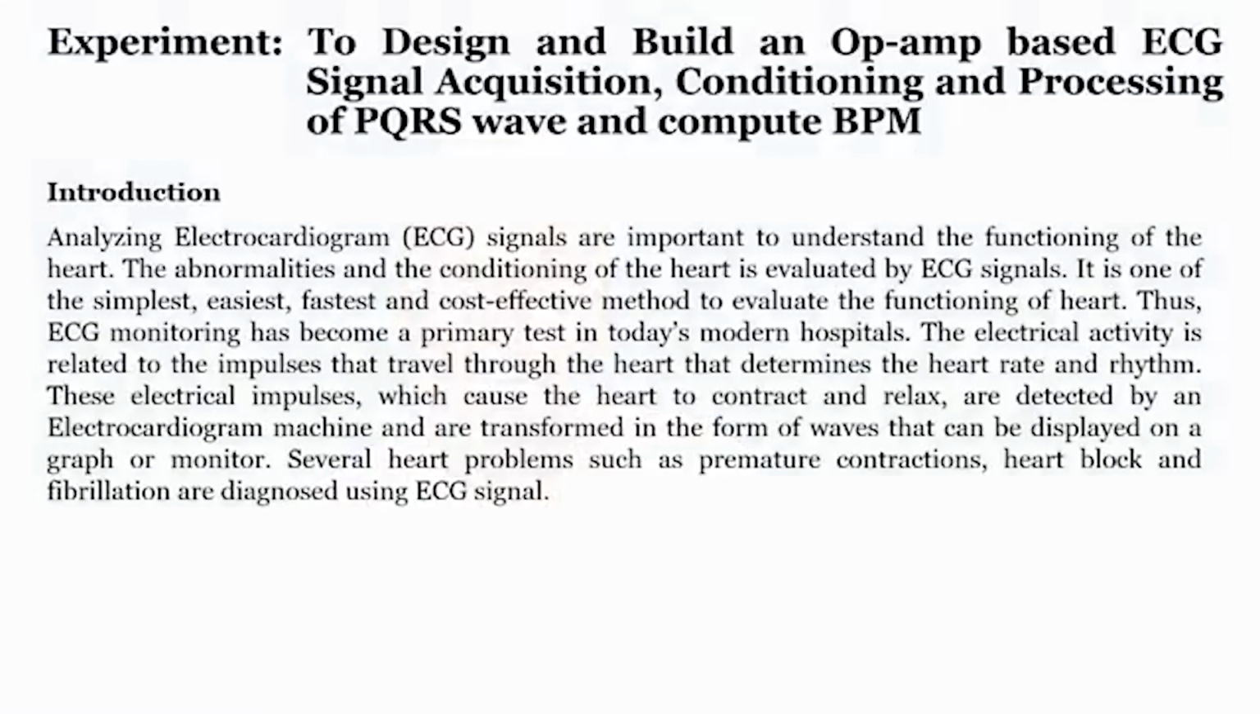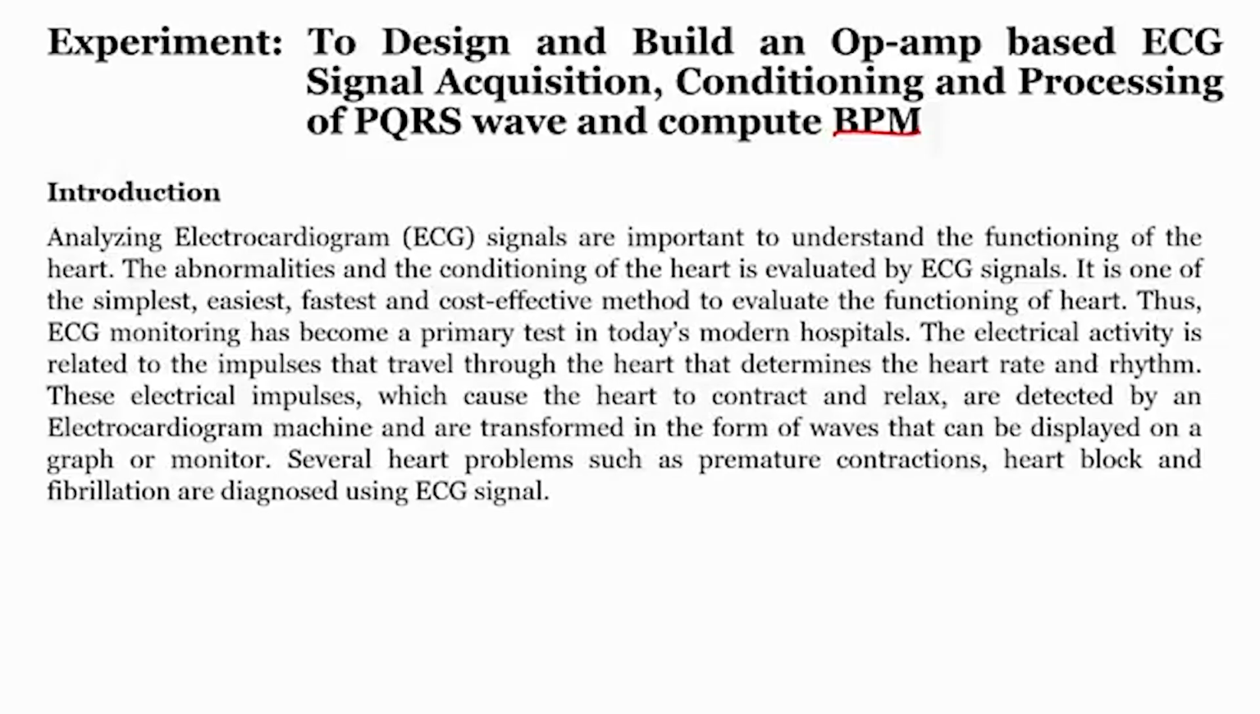In our case, we are going to design and build an op amp based ECG signal acquisition, conditioning and processing of the PQRS wave, and compute BPM. The whole idea is that we will acquire the ECG signal, extract the QRS out of it, and calculate how many QRS peaks we are getting in a minute. That gives us the BPM.